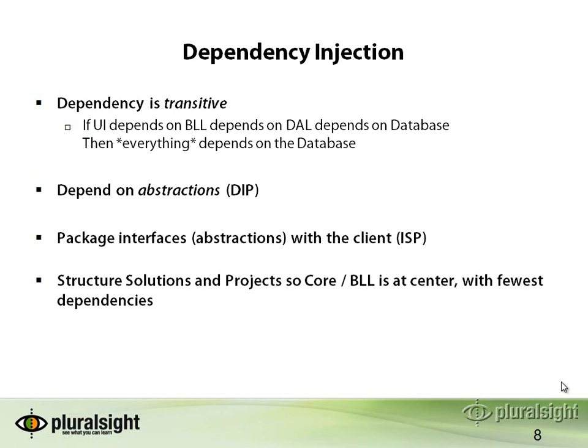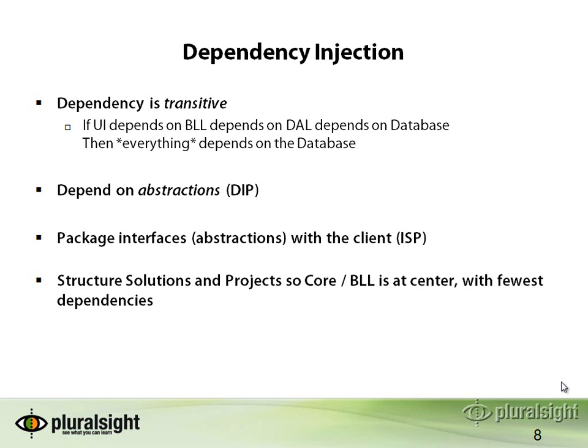Dependency injection shows that dependency is transitive. If the UI depends on the business logic layer, which in turn depends on the data access layer, which in turn depends on the database, then everything depends on the database. We want to instead depend on abstractions where we know that there are likely to be changes in our application.